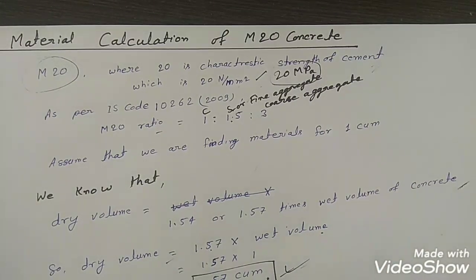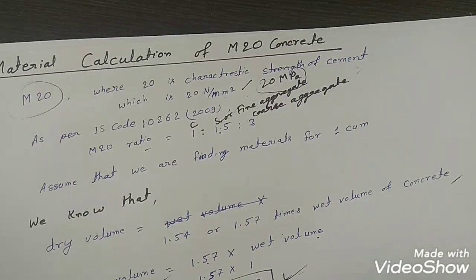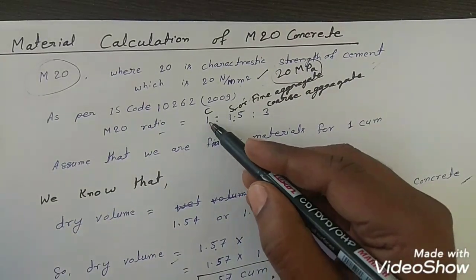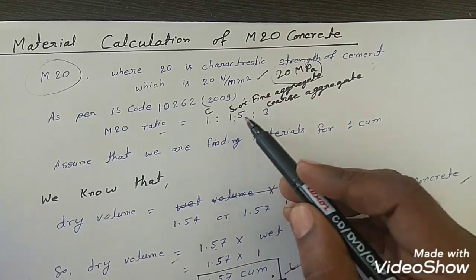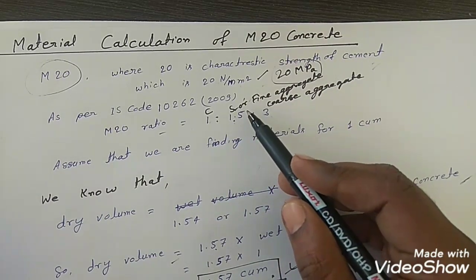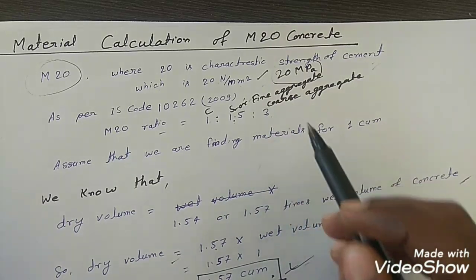Hello friends, today we will discuss the material calculation of M20 grade of concrete, where 20 is the characteristic strength of concrete, which is 20 Newton per mm square. As per IS code we know that the M20 ratio is 1 is to 1.5 is to 3, where 1 is for cement, 1.5 is for fine aggregate or sand, and 3 is for coarse aggregate.